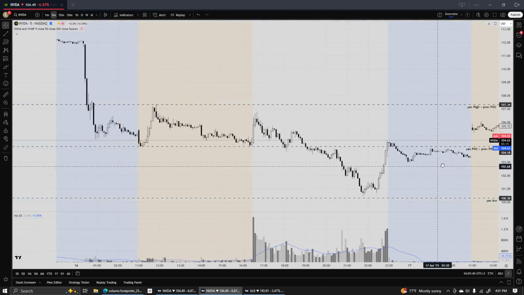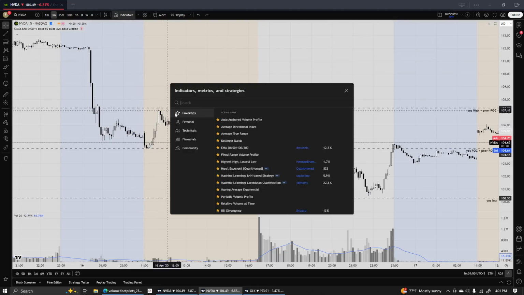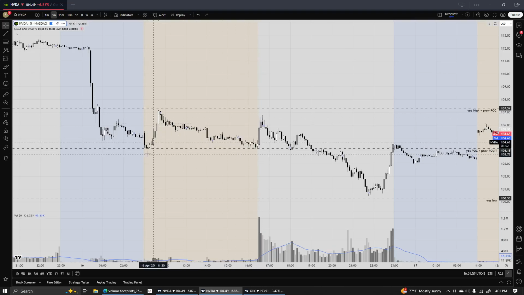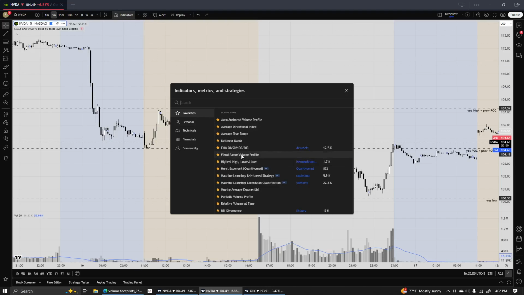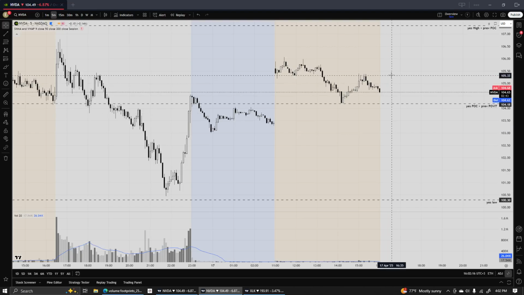I just want to see where the most volume was done yesterday. Indicators, fixed range volume profile, from here to here. The most volume was done at 105. And today the most volume done is at 105.5. So I'll mark 105.5 as well, this level, as important.